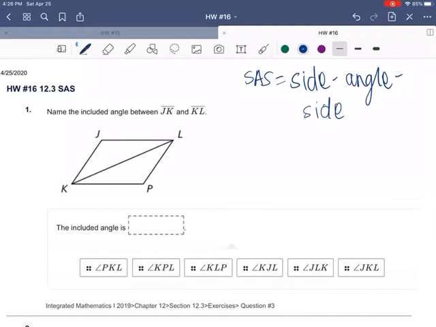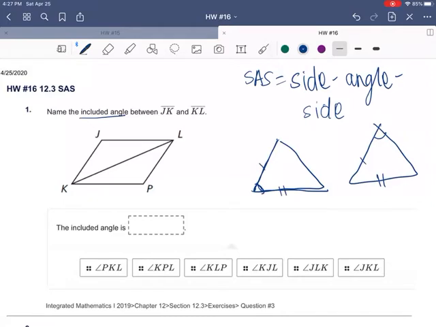Okay. This simply asks, what is the included angle between JK and KL? So with side, angle, side, it looks like this. The angle has to be included in between the 2 sides. This right here is not side, angle, side, because this angle isn't touching both of the sides that are marked. It's only touching one of the sides that's marked. So just because you have an angle and 2 sides, that doesn't guarantee it's side, angle, side. The angle has to be included in between the two sides you're given.